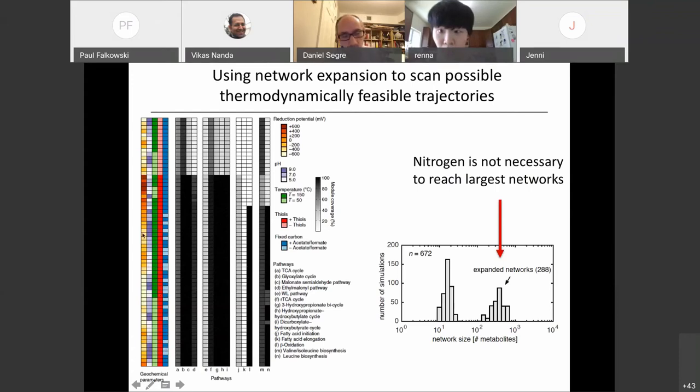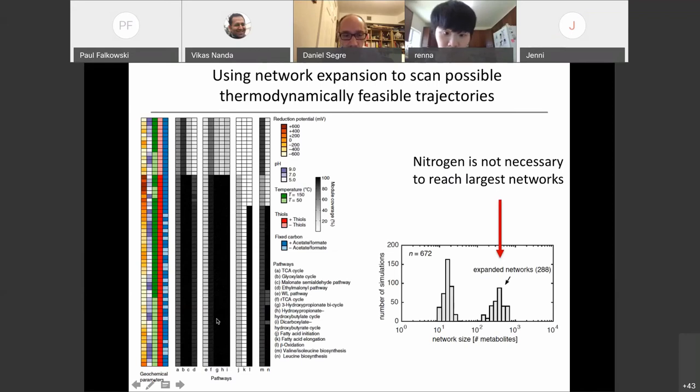And you can look at all the different combinations, and for each possible combination of these initial conditions, you can ask how the network expansion would look, and in particular, which pathways would be represented in the expanded network, shown in these gray scale columns here. This shows the coverage, the degree of coverage of different metabolic pathways.